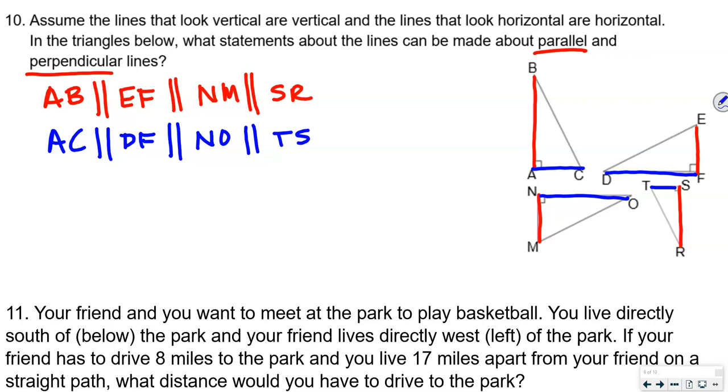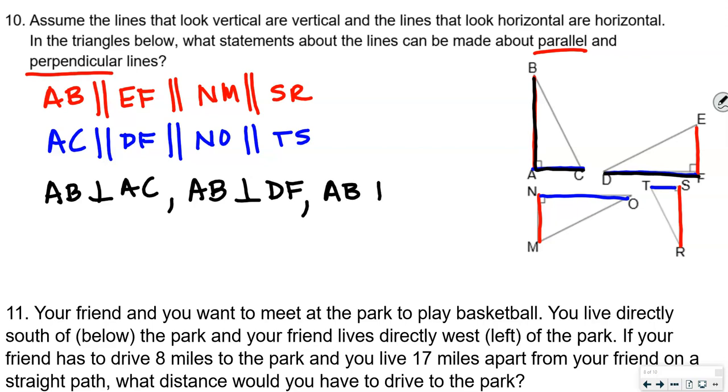So then it also asks us about perpendicular. So when we're talking about perpendicular, we're talking about right angles, aren't we, guys? These two right here. So I could say AB is perpendicular to AC, right? That's easy to see. But I could also say that AB is perpendicular to what else? Isn't it perpendicular to DF right there? Mm-hmm. And AB is also perpendicular with NO.